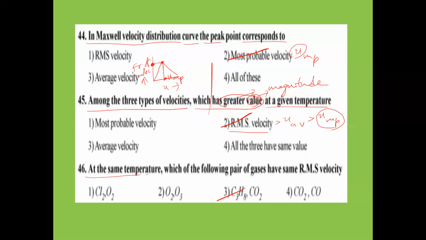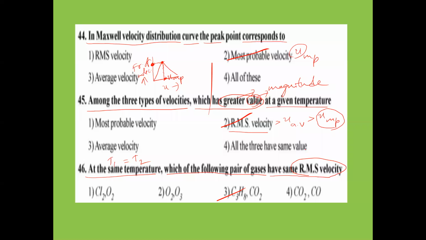At the same temperature, which of the following pair of gases will have the same RMS velocity? Same RMS velocity should be there when the temperature is the same. That means the temperature T1 of the first gas is equal to T2 of the second gas. Which of the following pair of gases will have the same RMS velocity, they're asking here.